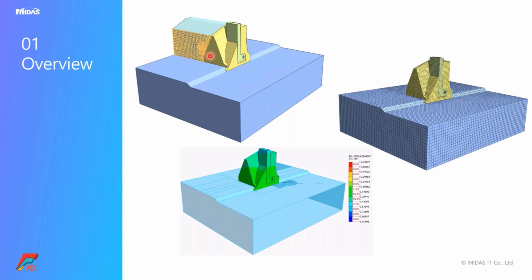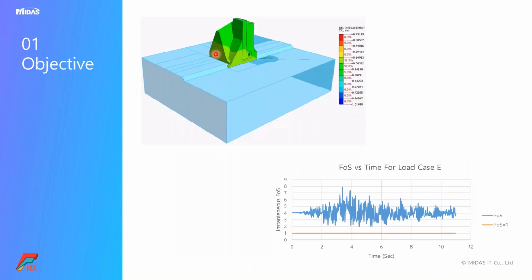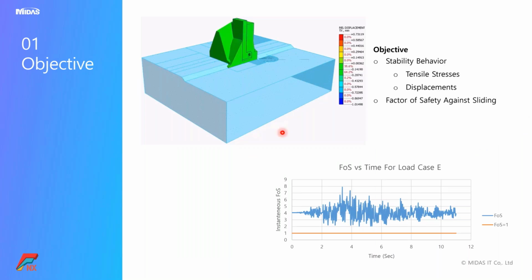So wherein you have a wing wall and you have a shear wall, and there is a backfill. And the major objective is as follows. The objective is to understand the stability behavior. When I say stability behavior, I'm talking about the tensile stresses, displacements, and of course, the factor of safety against sliding. In addition, we will also talk about the acceleration, which I will be showing in the result interpretation tab.